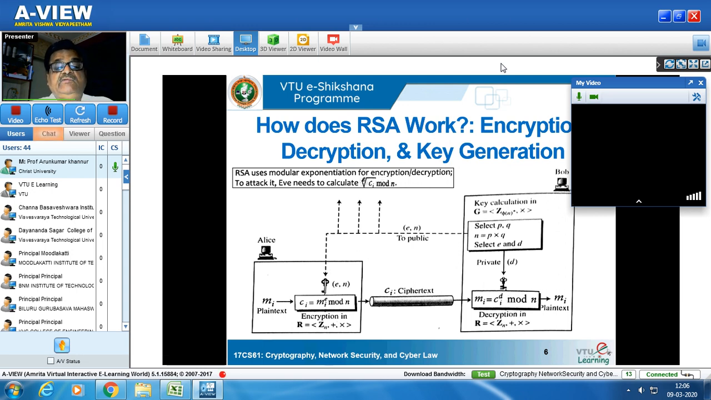The sender, by making use of the E value and the multiplication of prime numbers P and Q, which is represented as N, and also by taking the plain text block Mi, carries out the encryption process by applying the formula Mi to the power of E mod N. Because of this, we get Ci, which will be transmitted as ciphertext.